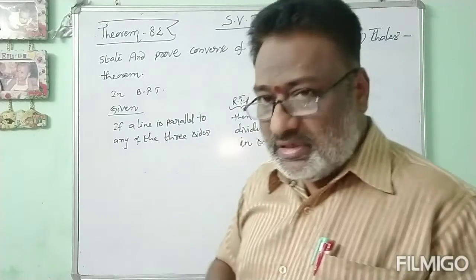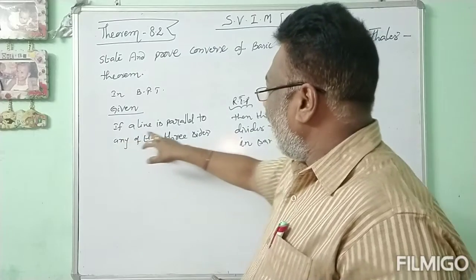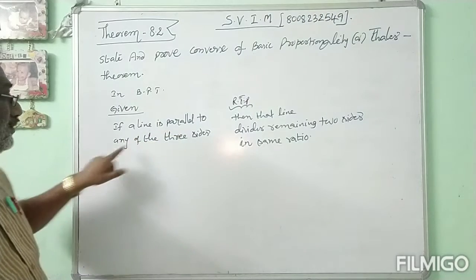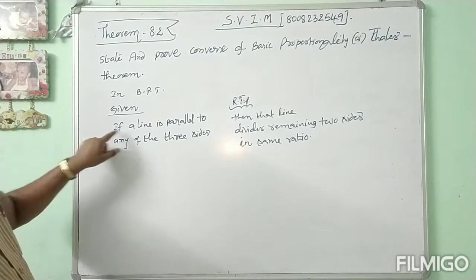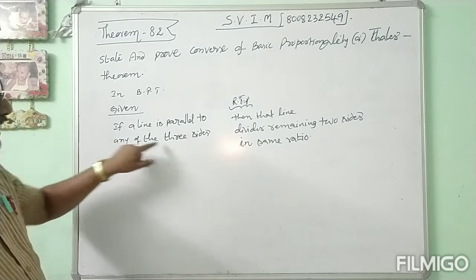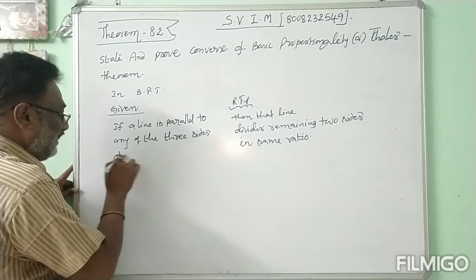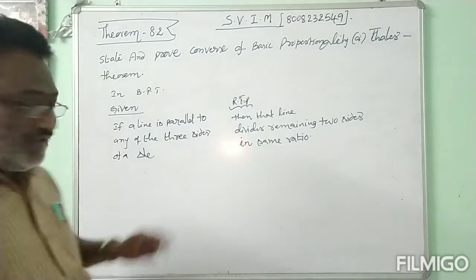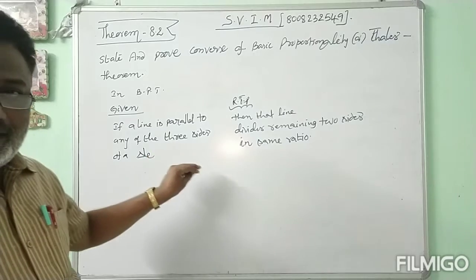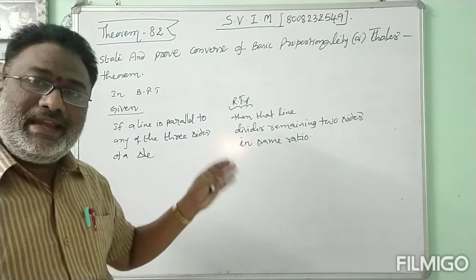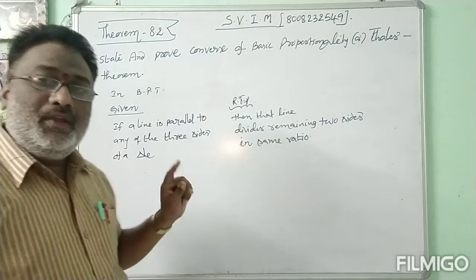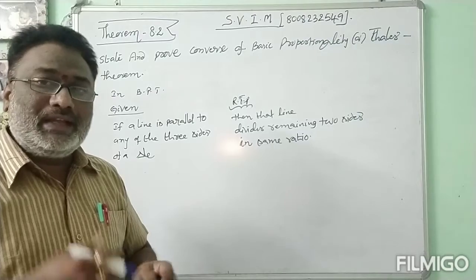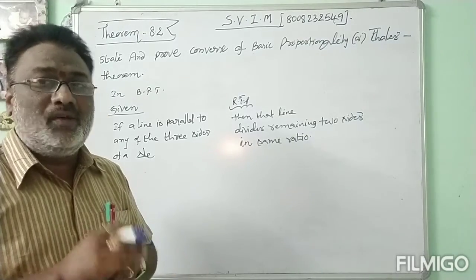In the basic proportionality theorem, the given is: in a triangle, if a line is parallel to any one of the three sides of a triangle, then this is given. That means a triangle is given, you can take any name for it, and you can take one line as parallel to any one of the three sides. By taking this concept we can prove.